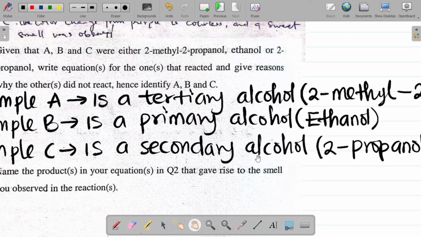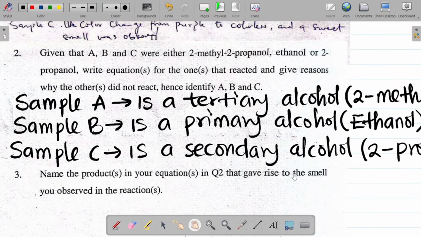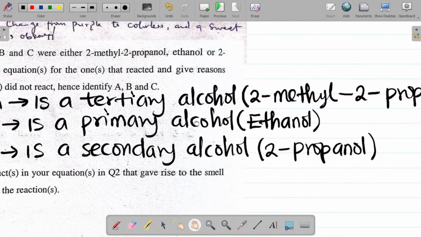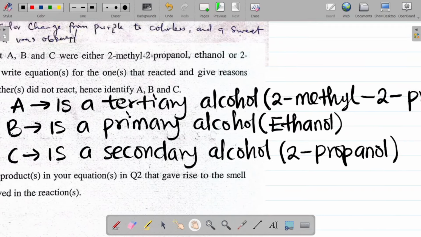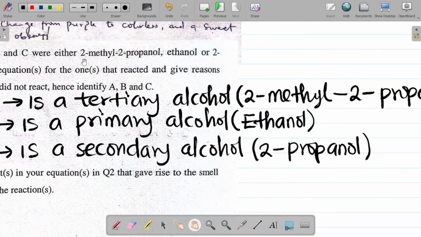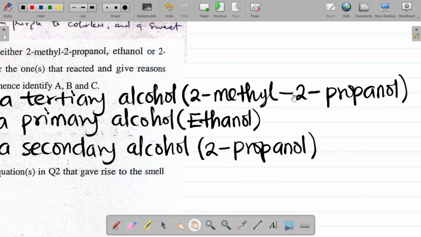Now, let's get the reason why we got this identification. The first one is that sample A is a tertiary alcohol, and the reason is because it did not react. Tertiary alcohols do not readily undergo oxidation reactions, and out of these given samples, 2-methyl 2-propanol, ethanol, and 2-propanol, the tertiary alcohol here is 2-methyl 2-propanol, and that's how I got the first one there.